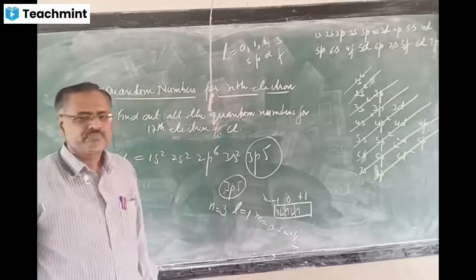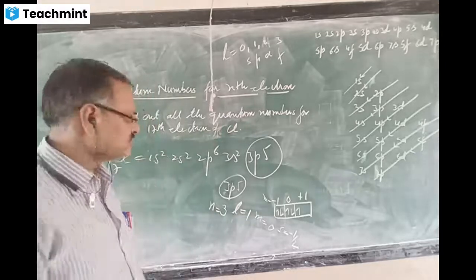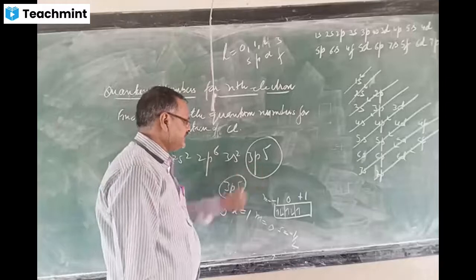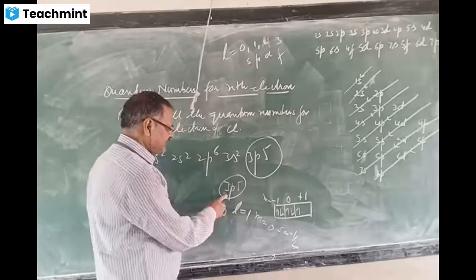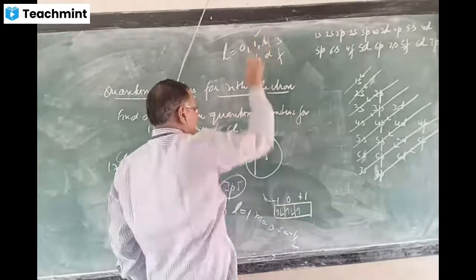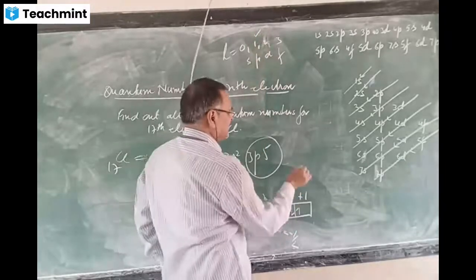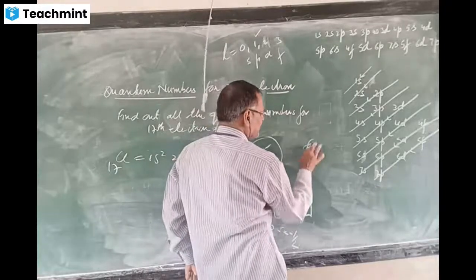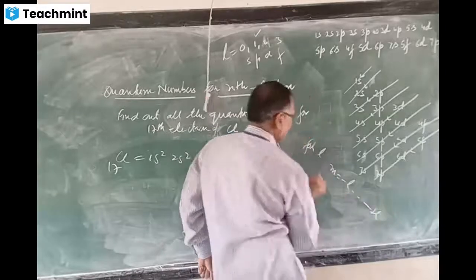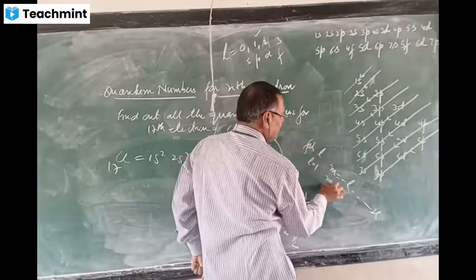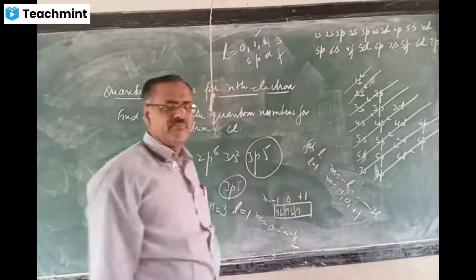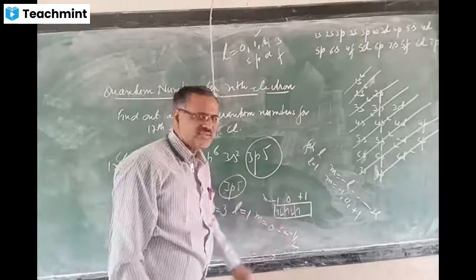Sir, again explain why we have got m equal to 0. Just see here, 3p5 is there. So for 3p5, n is 3 and l is 1 because p subshell is there. For p, l is equal to 1. Now you have studied for l, m is equal to minus l to plus l. Then for l equal to 1, the value of m will be minus 1, 0 and plus 1. So three values I have made here. So three orbitals are there.